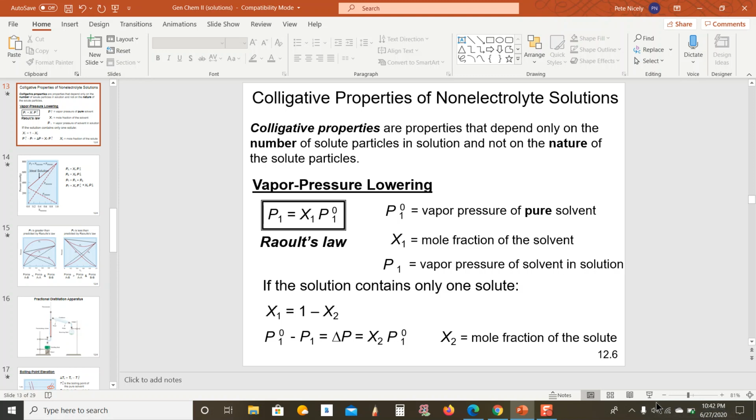Okay, so let's talk about colligative properties. We will be talking about those properties in relation to non-electrolyte solutions. And then later on, at the end of the chapter or close to the end of the chapter, we'll be introducing what happens in the case of electrolytic solutions.